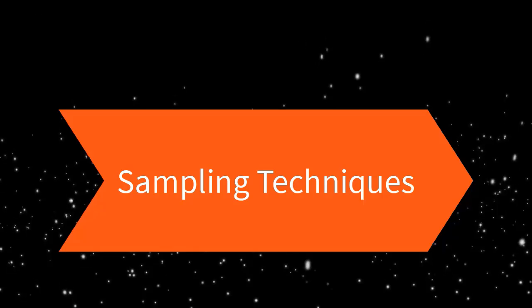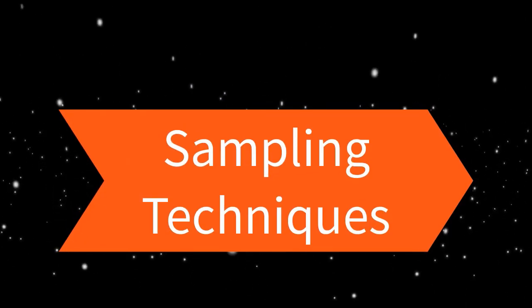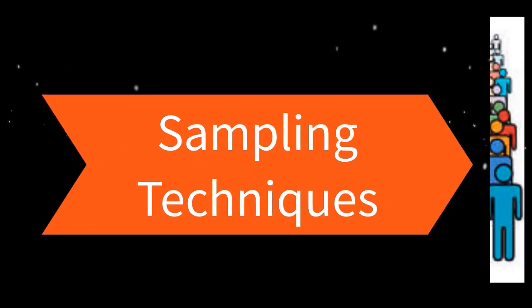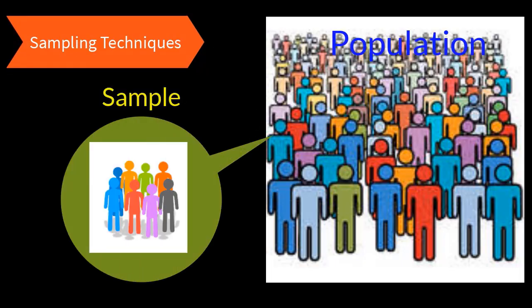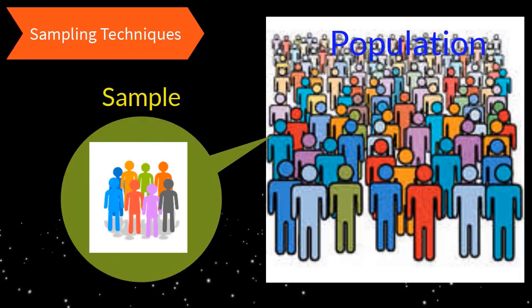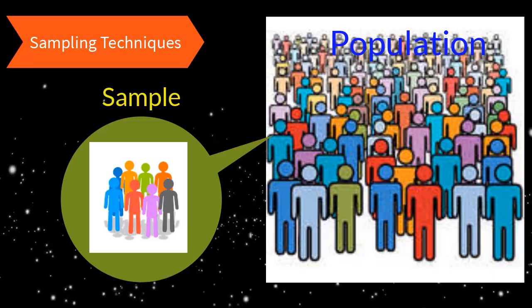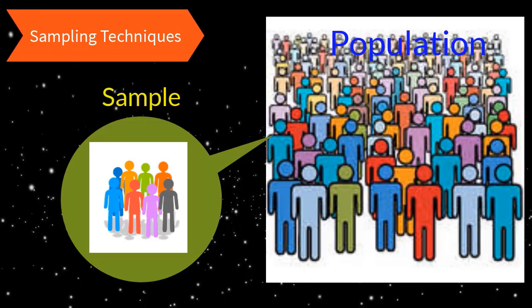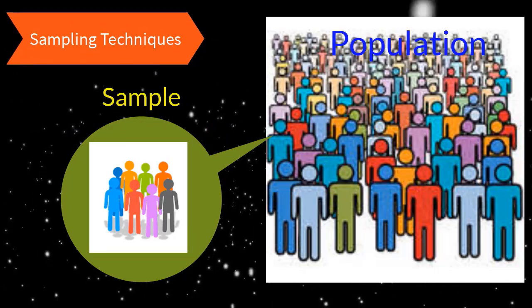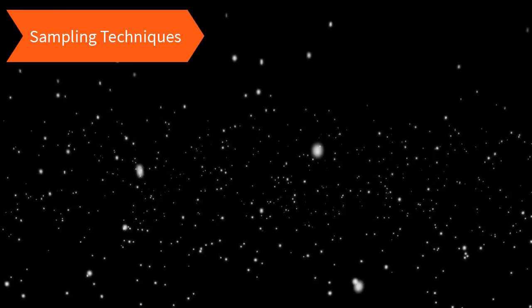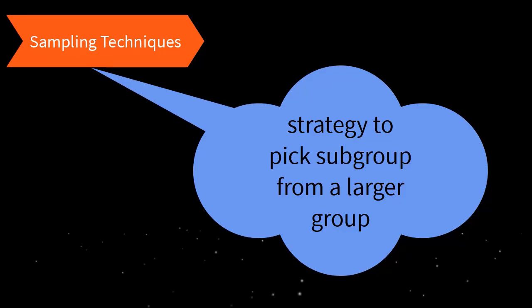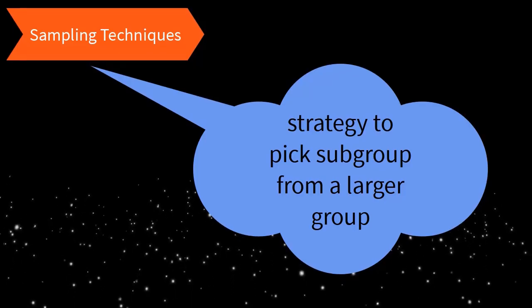Sampling techniques. The term sampling refers to the process which involves selecting a part of the population, making observations on these representative groups, and then generalizing the findings to the bigger population. Also, it refers to the strategies which enable you to pick a subgroup from a larger group and then use this subgroup as a basis in making judgments about the larger group.